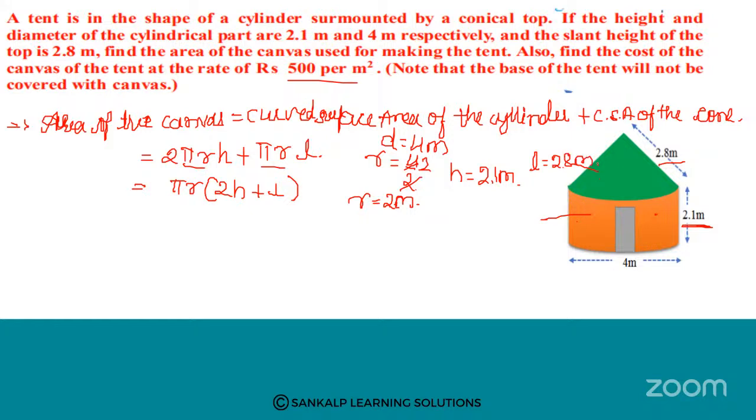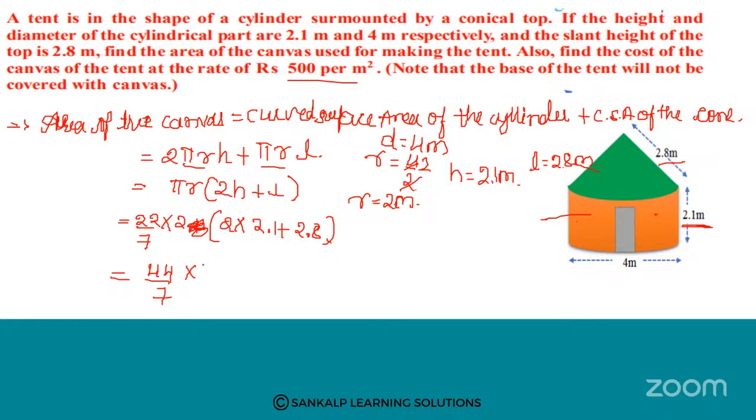Right? Now, pi value is 22 divided by 7 and R value is 2, 2 into H is 2.1 plus L is 2.8. Right? R value is 2 here, sorry. R value is 2 here. So 22 into 2 is 44 divided by 7, into 2 into 2.1 plus 2.8.